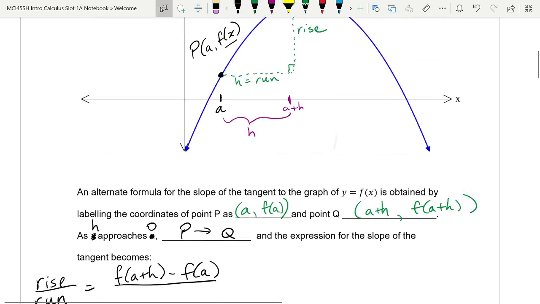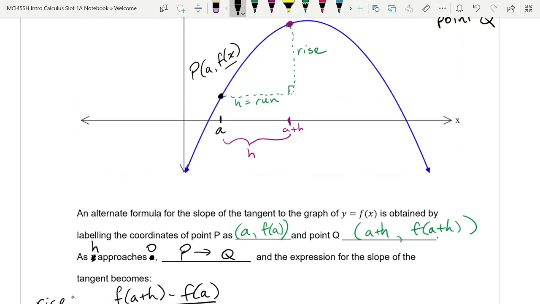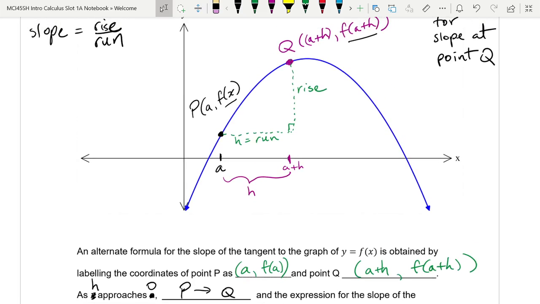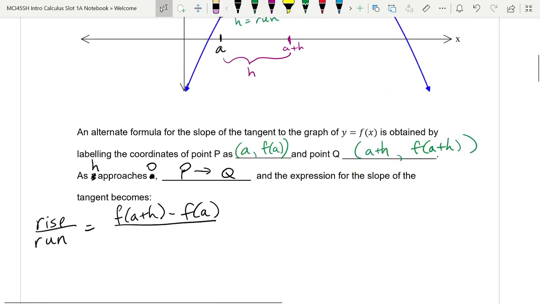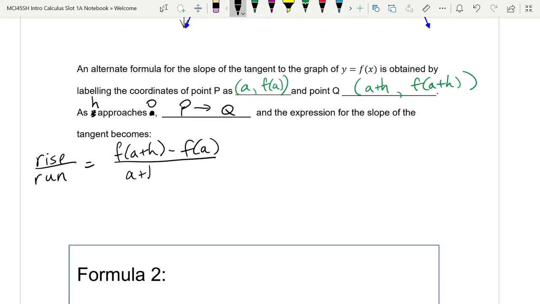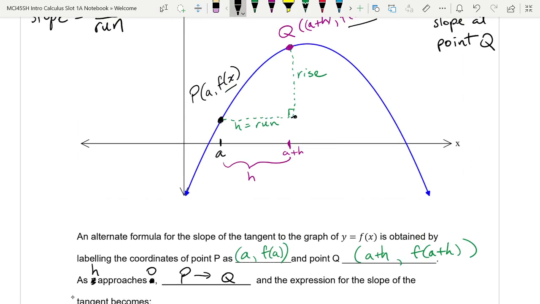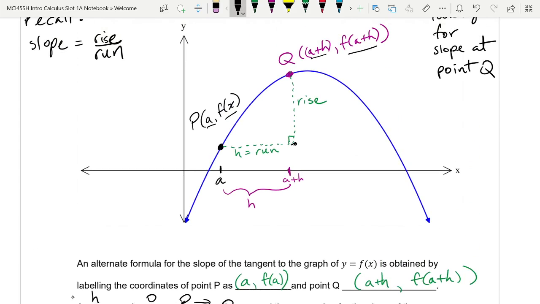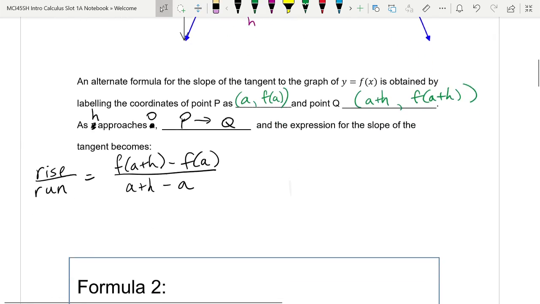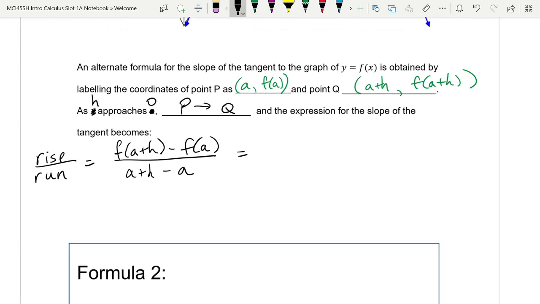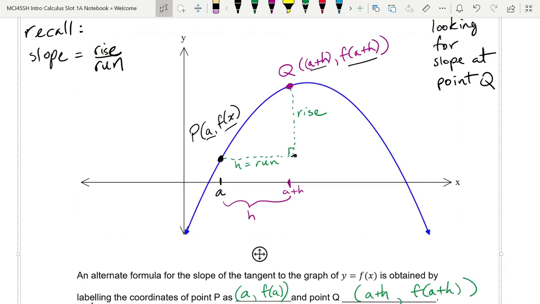And what will the run be? Well, we've defined it as h, but we can actually tell that from the coordinates too. It's just a plus h minus a. So I'll write it out in full, a plus h minus a, right? How far is it along the horizontal? It's this spot minus this spot, which is this coordinate minus that coordinate. And that's going to lead me to this formula: f of a plus h minus f of a over a minus a, the a's cancel, h. So that would be the rise over run for this green triangle.